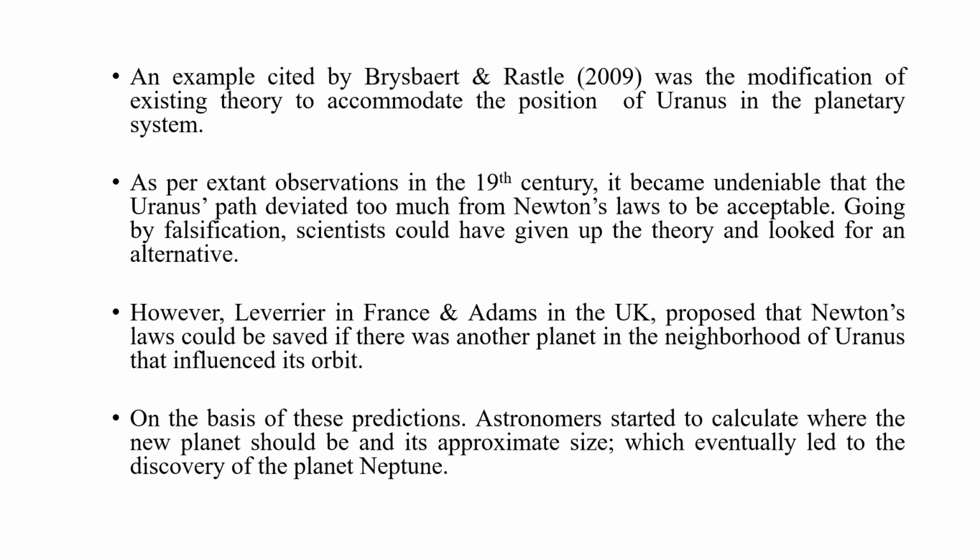So either you throw away Newton's laws, or you say that there is probably some issue coming up in the calculation of the path of Uranus around the sun. Going by falsification alone, scientists could have given up their theory and looked for an alternate explanation. However, Leverrier in France and Adams in the UK proposed that Newton's laws could be saved if we found that there is another planet in the neighborhood of Uranus that is influencing its orbit.